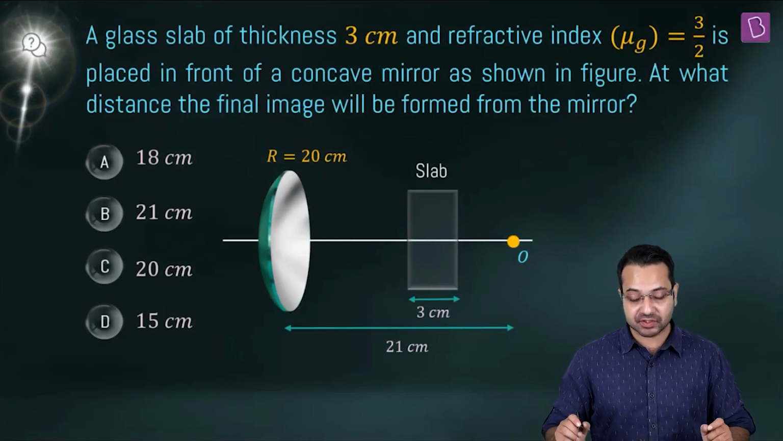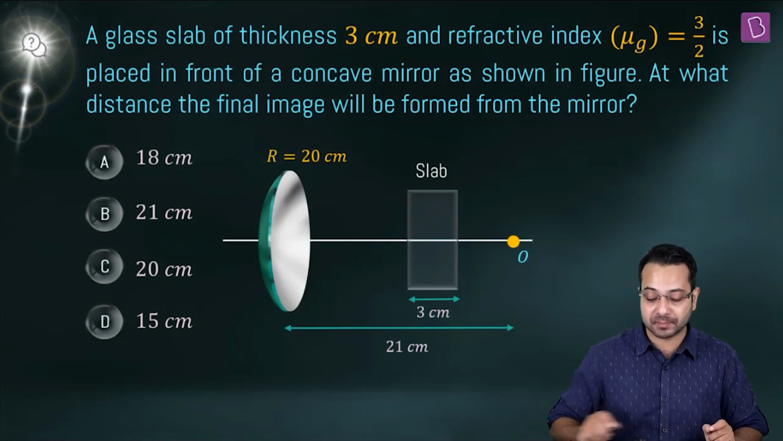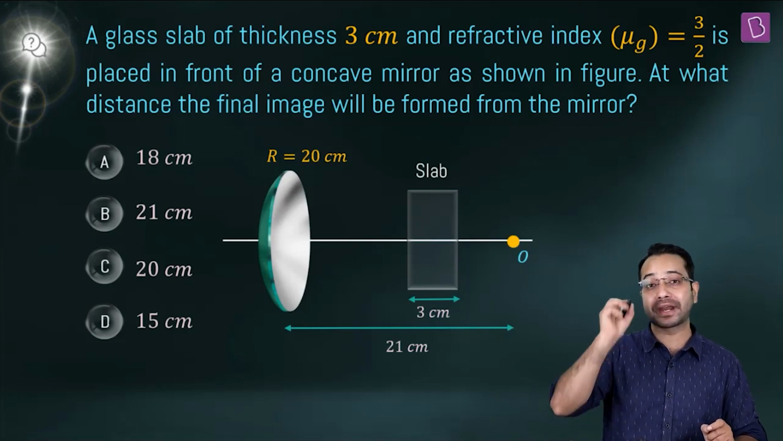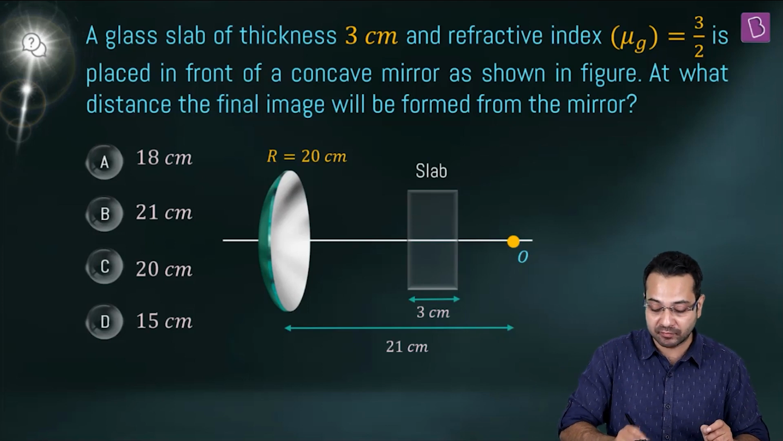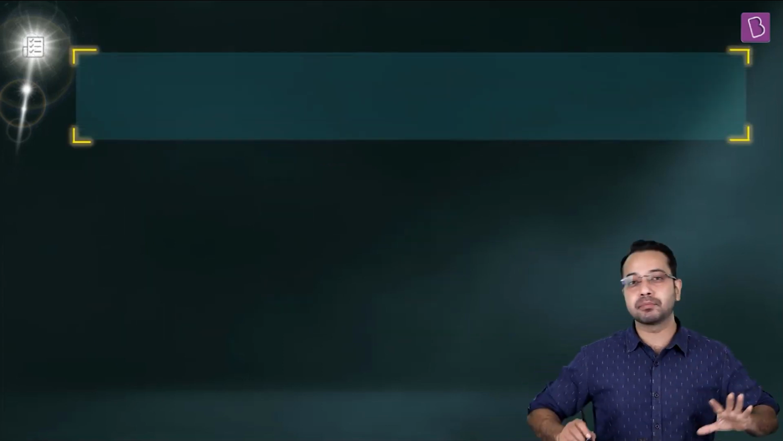A glass slab of thickness 3 centimeter and refractive index mu g is equal to 3 by 2 is placed in front of a concave mirror as shown in the figure. At what distance the final image will be formed from the mirror? So there's an object, there's a glass slab, and then there is a concave mirror. We have to locate where will the final image be formed. Okay, so refraction happening, reflection happening, multiple things happening here.